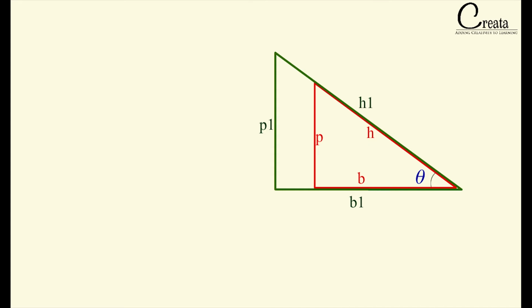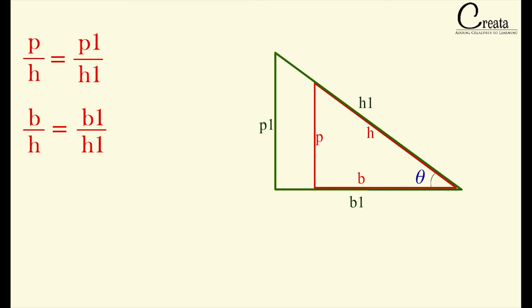If we take the ratio of perpendicular and hypotenuse of the smaller triangle, it will be the same as the ratio of perpendicular and hypotenuse of the larger triangle, because both have the same angle theta which is fixed. Means P by H is equal to P1 by H1. Similarly, ratios of other sides of the triangle are also the same. Say base by hypotenuse, that is B by H is equal to B1 by H1. Similarly, the ratio of perpendicular to base, that is P by B is equal to P1 by B1.